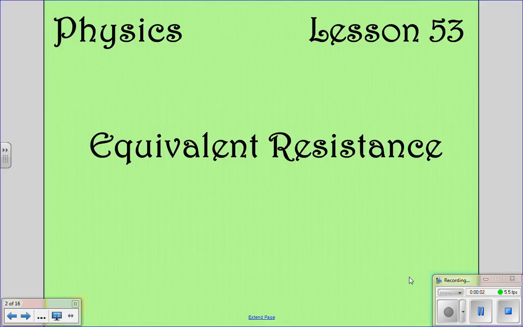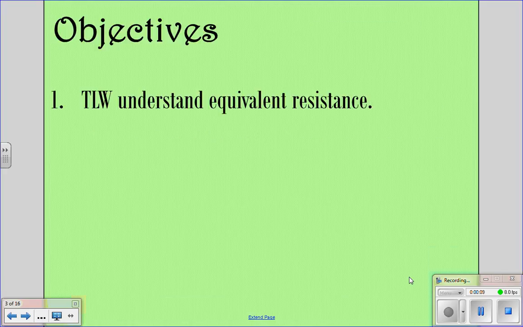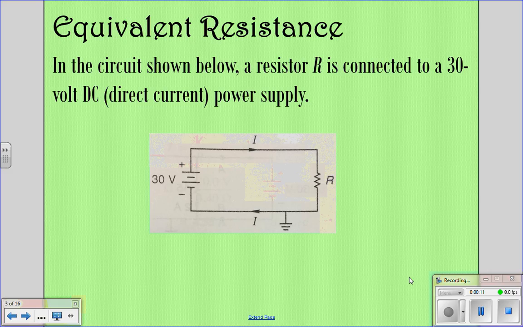All right, so today we're looking at lesson 53. We're going to look at equivalent resistance. Hopefully after this lesson you'll understand equivalent resistance. We're going to start off by looking at this circuit.